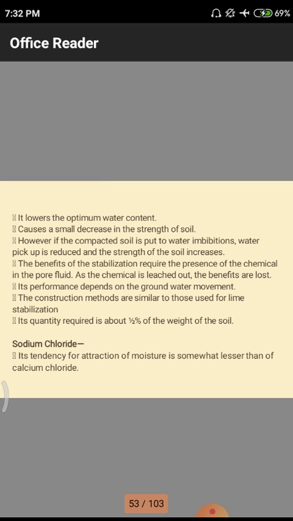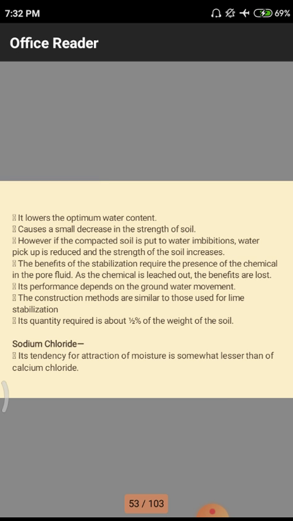Why? Because if we go with this salt stabilization over long areas, there will be no recharge. In the future we won't get a sufficient quantity of water from the ground level, so it is not useful in all areas. Only a few places we have to implement these kinds of techniques.